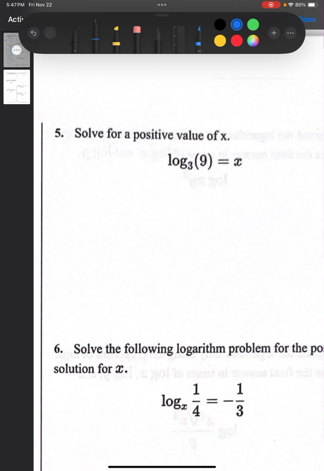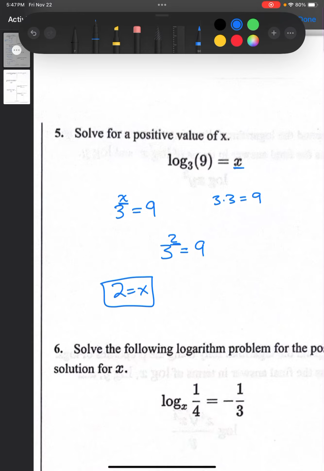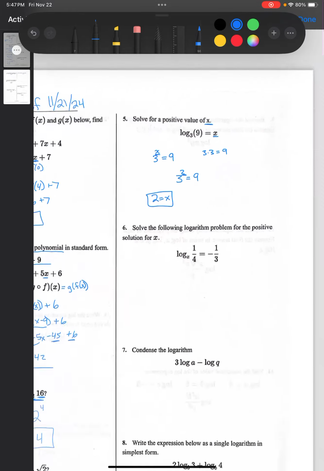Number 5 is, again, you need to remember that formula. Base 3. This is now we know the answer is x, so we know to put x here. All the other times you could have used different kinds of variables. This one, you know that 3 times 3 equals 9, so 3 squared equals 9. So that means your 2 is x, right? And that is all you needed to find because they said just find the value of x.